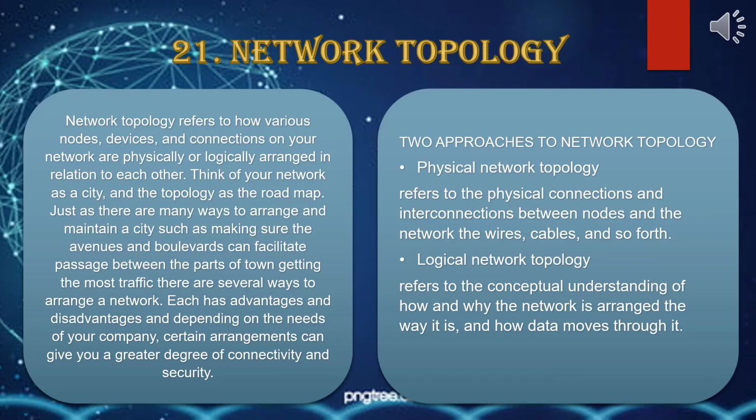There are two approaches to network topology. The first one is physical network topology. It refers to the physical connection and interconnection between nodes and the network, the wire, cable, and so forth. Second is logical network topology. It refers to the conceptual understanding of how and why the network is arranged the way it is and how data moves through it.